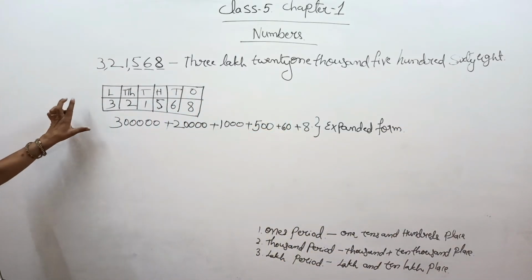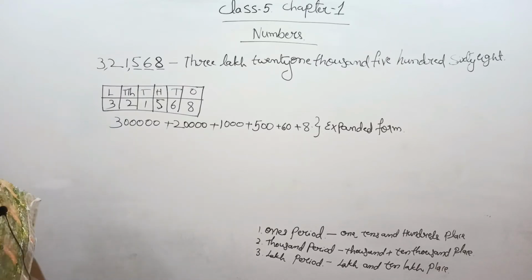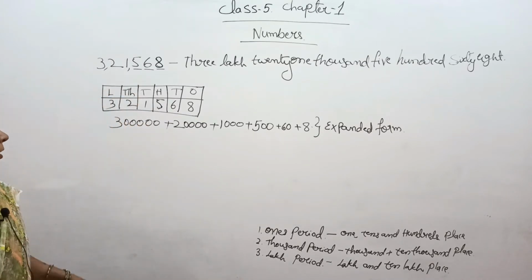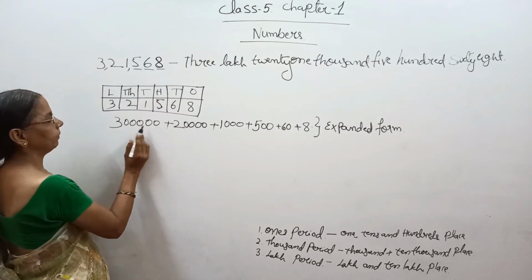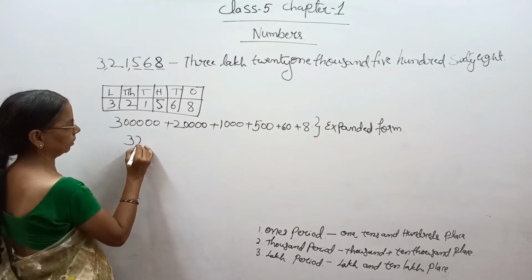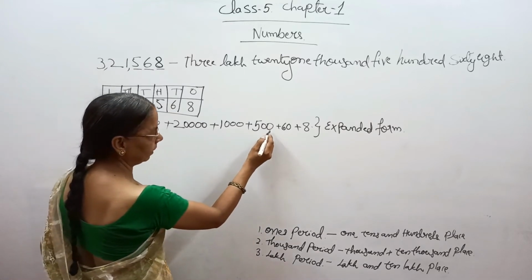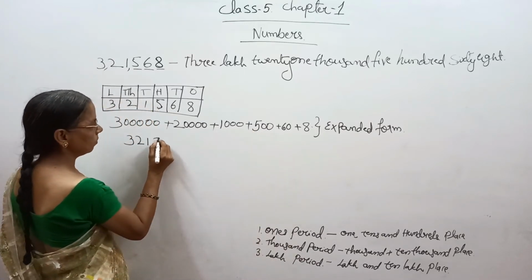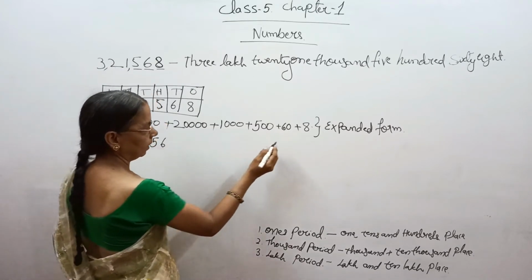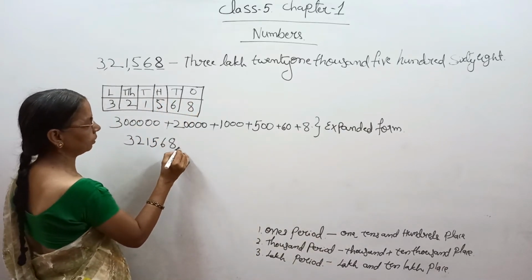Now, these numbers are expanded. Now we have to short form them. Then again it is simple. In 3 lakhs we take 3. Then in 20,000 we take 2. Then in 1,000 we take 1. Then in 500 we have to take 5. Then in 60 we have to take 6. And lastly it is ones. The number is 8. We have to put 8.